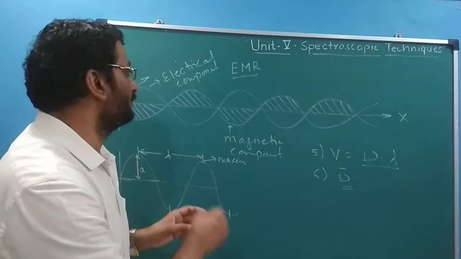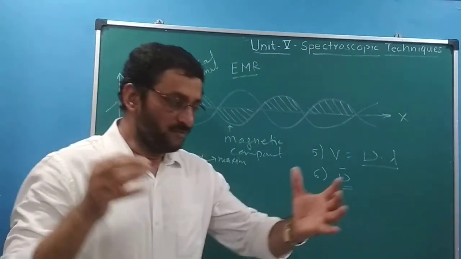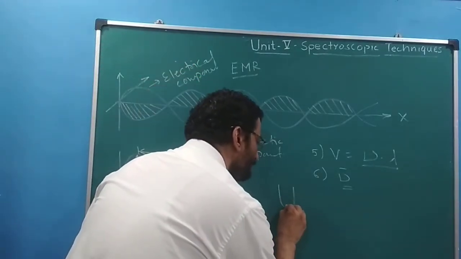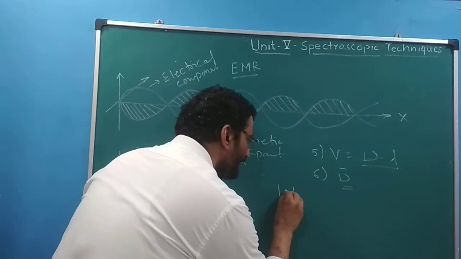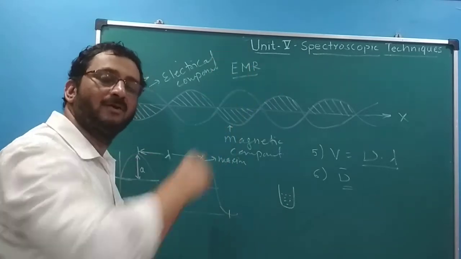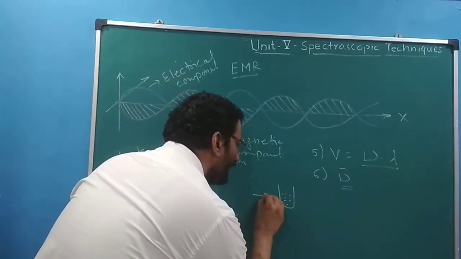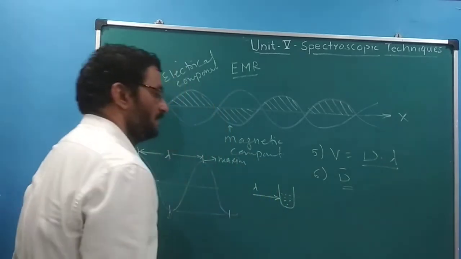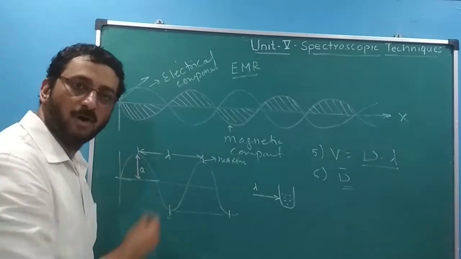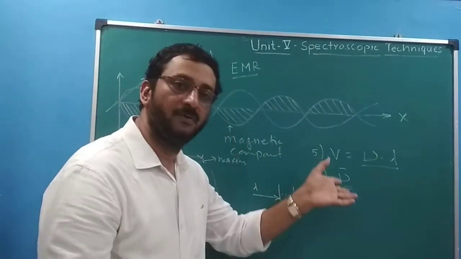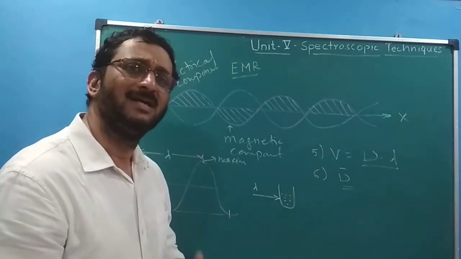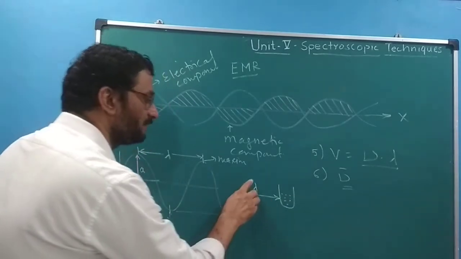So such radiation having electrical and magnetic components, we allow to interact with the sample substance, isn't it? Suppose this is my sample holder. One tube is there in which I am taking the sample like this. So in different spectroscopic techniques, I am allowing my light. Radiation we can express in the form of wavelength, in the form of wave number, in the form of energy, in the form of frequency, and so on. Here we express that light in the form of lambda.